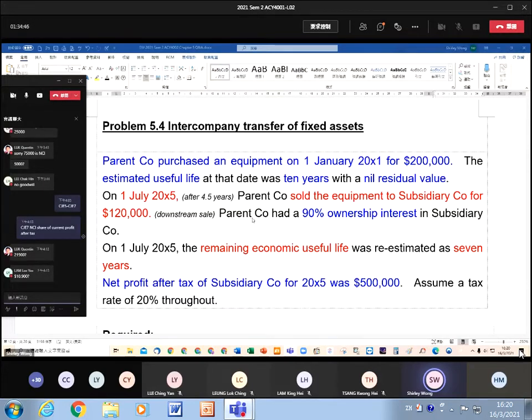And here it gives you the information. Parent company has 90% of the ownership interest in the subsidiary company. It owns 90%. After the subsidiary purchases the equipment from the holding company, the remaining useful life becomes 7 years. Net profit after tax of the subsidiary, they do not give you the income statement. Instead, they just show you the figure. It is 500,000. And you can ignore the tax effect.